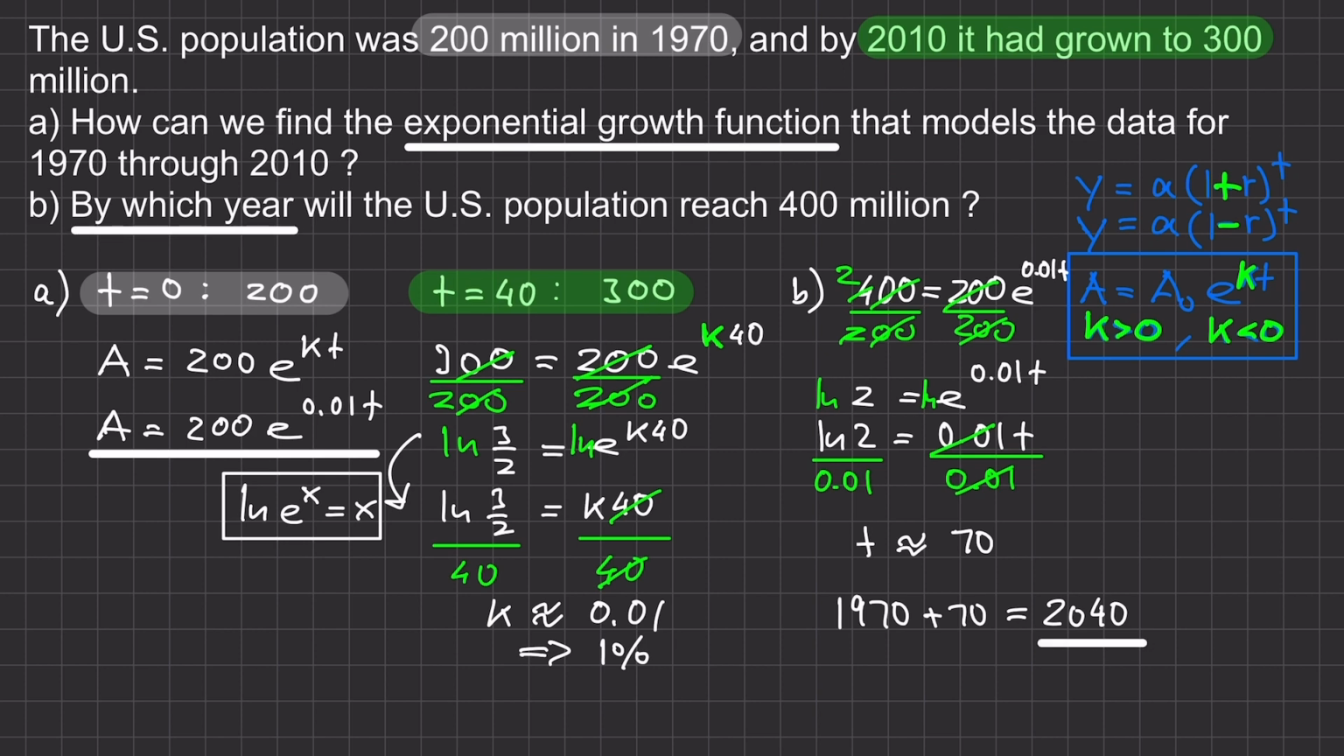Do you think an exponential growth model is the best choice for estimating US population growth? Or might a linear model provide a better estimation? Feel free to write your answer in the comments.